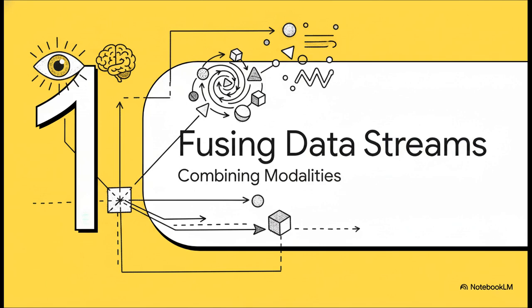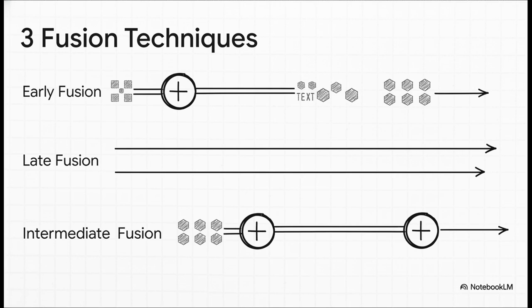So where do you even start with a problem like this? Well, the first, most intuitive idea is to just smush them together. You just combine or fuse the data from the image and the text. And it turns out there are a few different ways you could do that. You've got early fusion, which is kind of what it sounds like. You mix the raw data right at the very beginning. Then there's late fusion, where you let each stream do its own thing first, process them separately, and only combine the results at the very end. And yeah, you guessed it, intermediate fusion is just meeting somewhere in the middle.